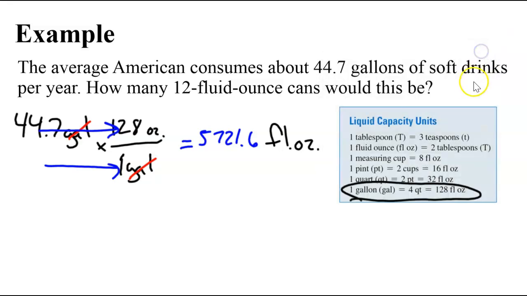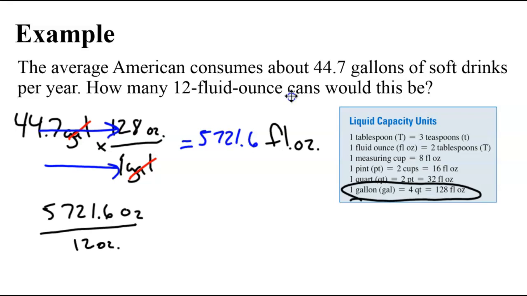I don't think so, because we go back and read the problem to make sure, and it says how many cans, 12-ounce cans, would this be? So let's go ahead and set this up again, and we're going to say out of 5,721.6 ounces of cans, if we divide this by 12-ounce cans, which is going to cancel our ounces, then we will go ahead and do the math on this one.